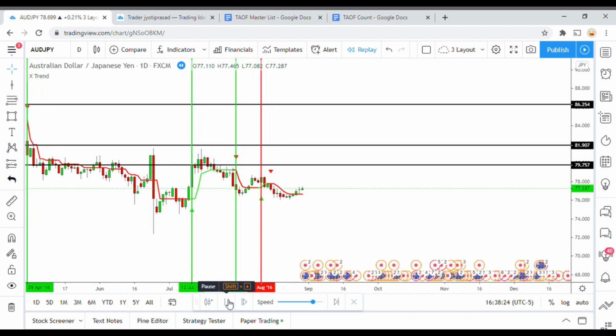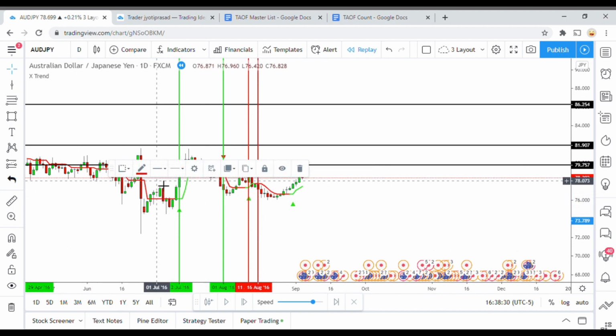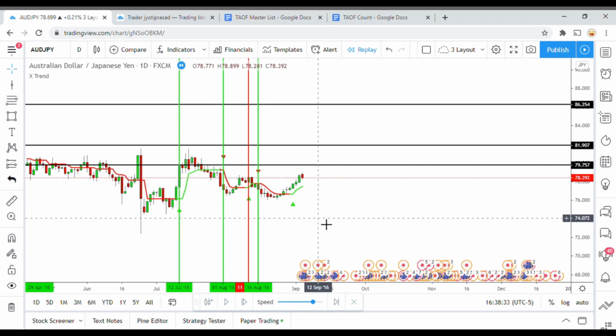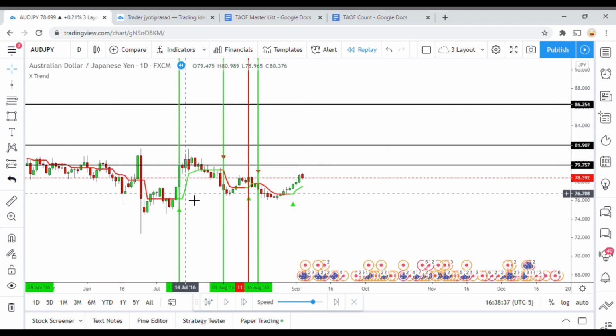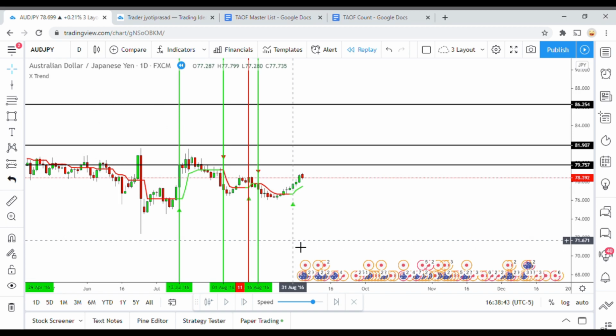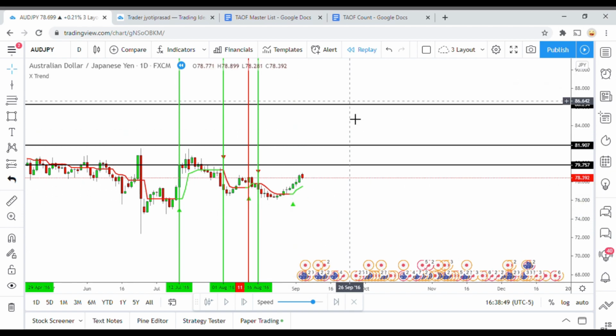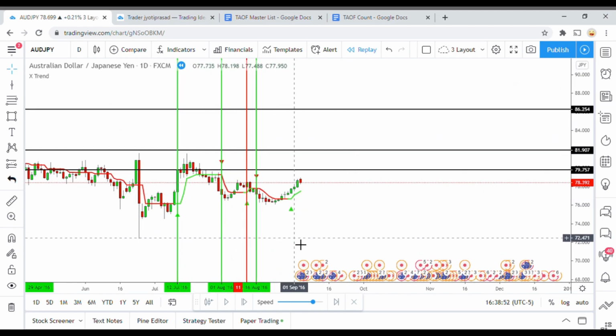Now, I will tell you that the creator of this indicator did say that it is a good idea to put a 200 period moving average on the chart and to only take signals that coincide with the moving average. So if price is below the moving average, we would only take shorts. If price was above the moving average, we would only take longs.